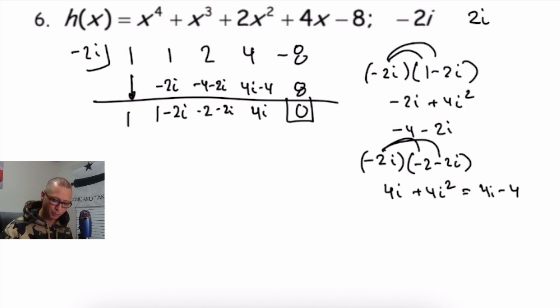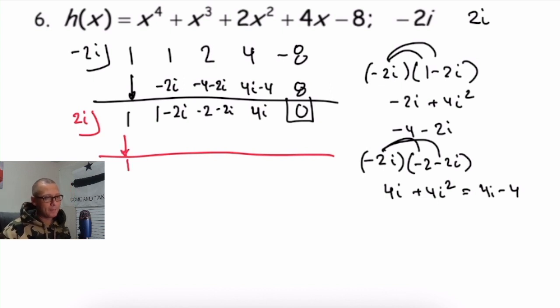Using the other root 2i, putting that in the box. Bring down 1. We get, what do we get? We get 2i. So when we add, we get 1. When you multiply, we get 2i. When we add, we get negative 2. Right, because we're just combining the imaginary parts. We multiply, we're going to get negative 4i. When we add, we get 0.